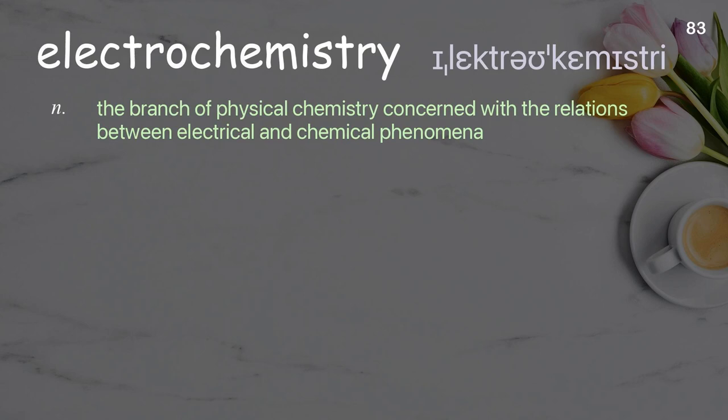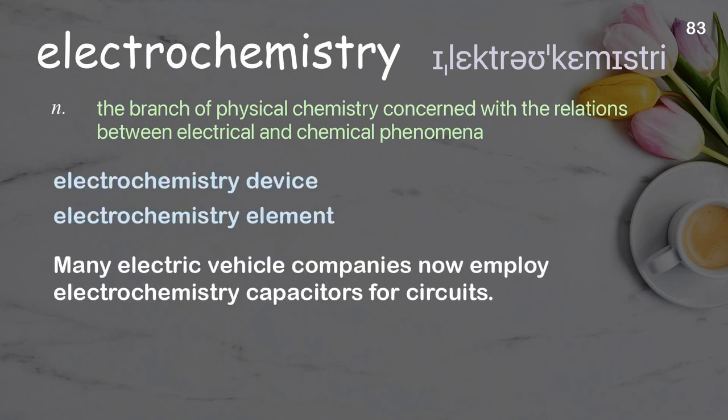Electrochemistry: the branch of physical chemistry concerned with the relations between electrical and chemical phenomena. Examples: electrochemistry device, electrochemistry element. Many electric vehicle companies now employ electrochemistry capacitors for circuits.